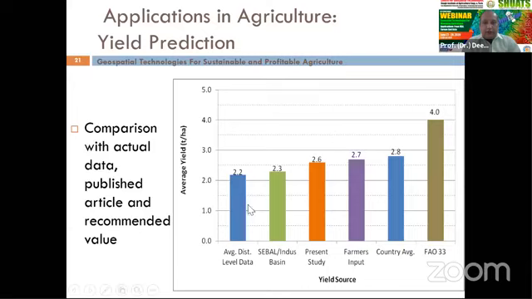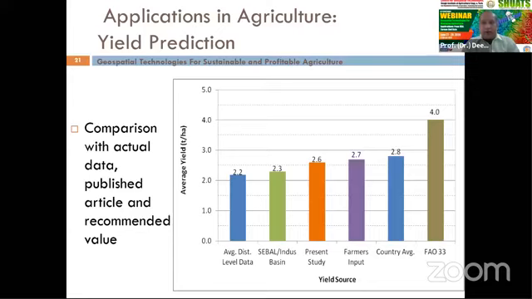These are average district-level data, again available on the government website. This is the yield data. It varies between 2.2 to 2.4 ton per hectare for wheat in Allahabad, and the present study predicted 2.6. So again, we are pretty close to the average yield that farmers provided us, 2.7 ton per hectare for those 100 fields. We did a study and asked farmers, and we got an average yield of 2.7. And then the country average is 2.8.